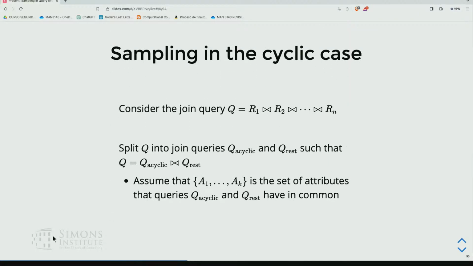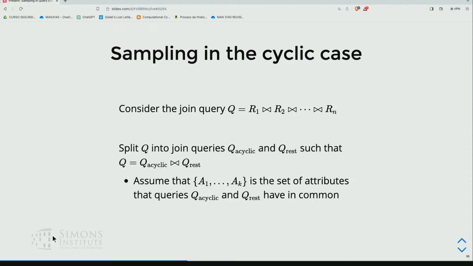Okay, just a few words about sampling in the cyclic case. This is not, I would say, a satisfactory solution, but it's a solution that could be used in practice. There are better methods. So here you have a join query, right? But that is cyclic. And the proposal here was to split Q into two queries, Q acyclic and Q rest. Essentially, Q acyclic is a query that is acyclic. Q rest is a query that is going to be cyclic, right?